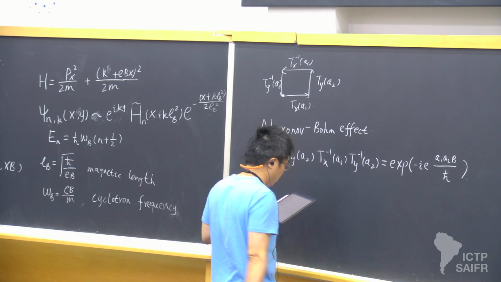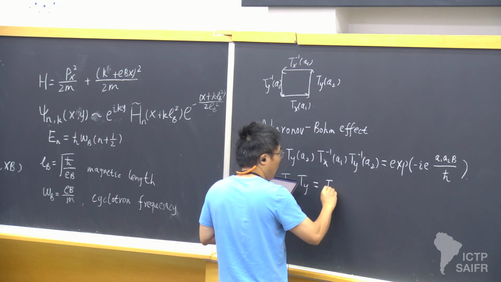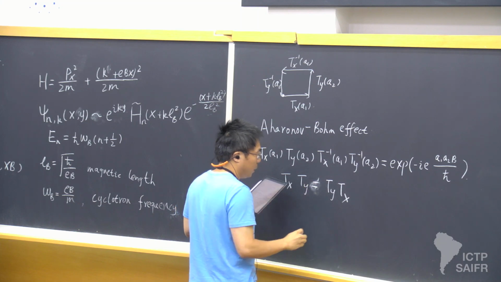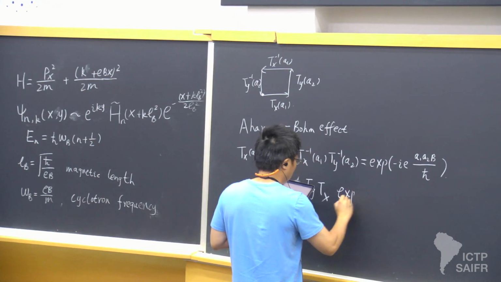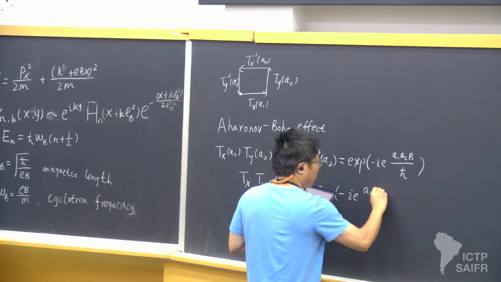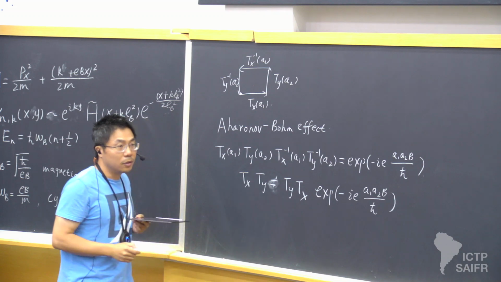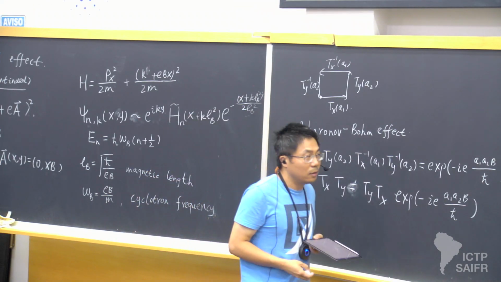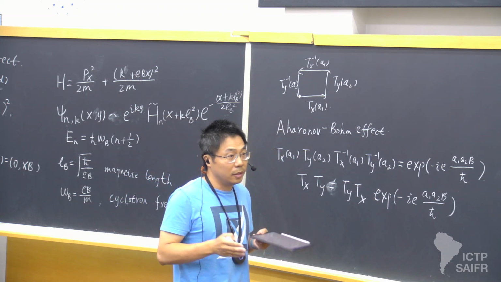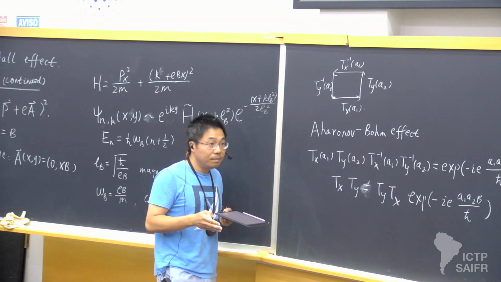So what this formula is telling us is that my x and y translations are not commuting. If you permute those two, you get a non-trivial phase factor, just this guy. That is the consequence of the magnetic field. Since they are not commuting, the quantum mechanics principle tells us that you cannot simultaneously diagonalize those two translations. You have to break one.